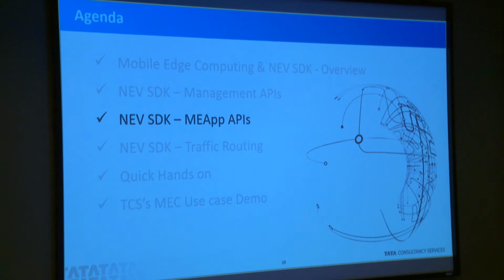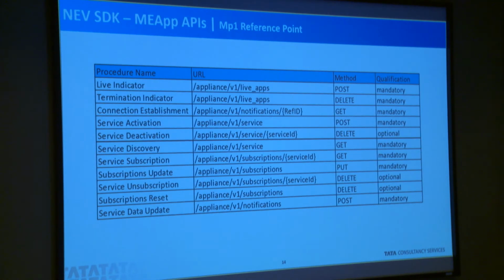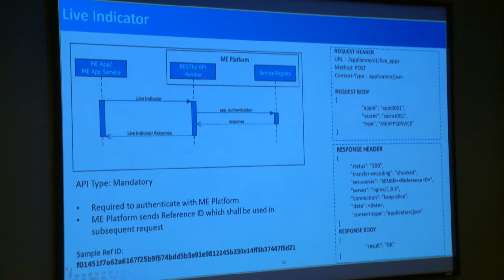Okay, let's jump to the ME app APIs. These are the current APIs available from an application point of view. The first is the live indicator. I'll go through them in detail in subsequent slides. Okay, the live indicator.